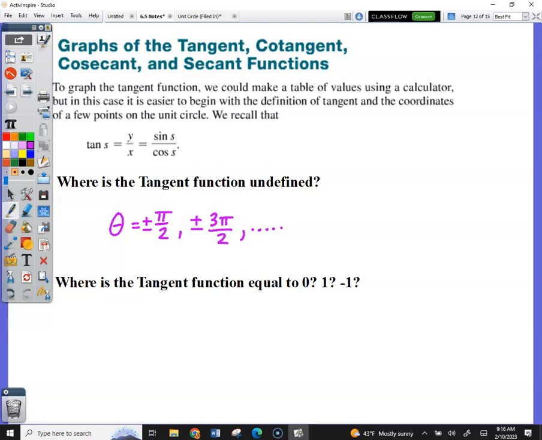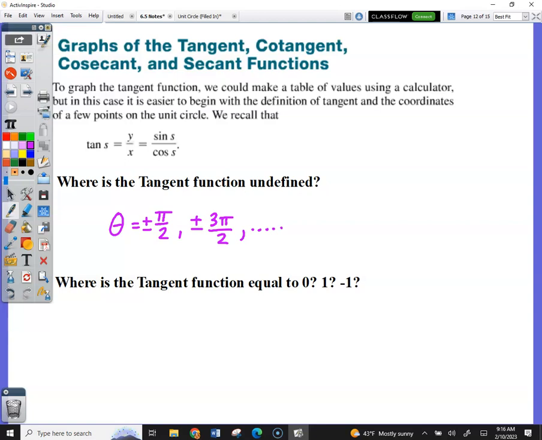Where's tangent equal to? Alright, let's wrap this up so we can, do y'all want to go to the tiger walk? Okay, we'll wrap it up so anyone that wants to go can.